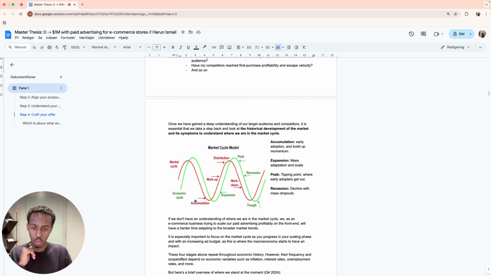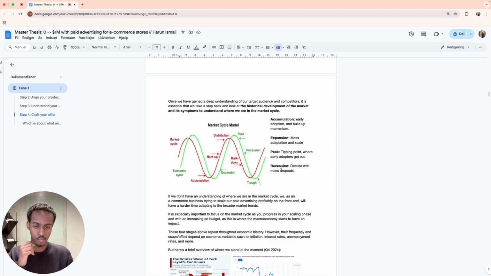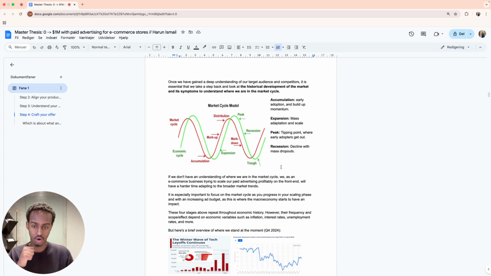We have accumulation, where early adopters get in and build momentum, as you can see here, and that is right after the recession. Then we have the expansion, where mass adoption happens and early adopters scale. Then we have the peak, and that is the tipping point where the early adopters get out, and you can also say that's the bubble where it's about to burst. And last, we have the recession, where decline with mass dropout happens.